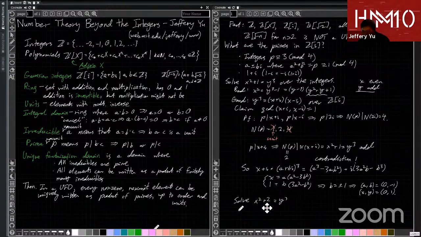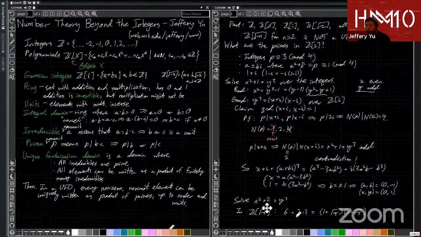So for example, in Z adjoin root minus 5, unique factorization fails because we can write 6 equals 2 times 3. This is the prototypical example you see everywhere. It's also 1 plus root minus 5 times 1 minus root minus 5. And so these are two completely different factorizations.